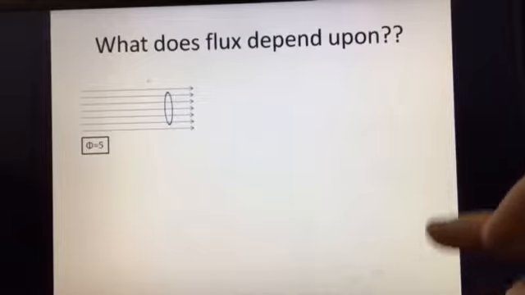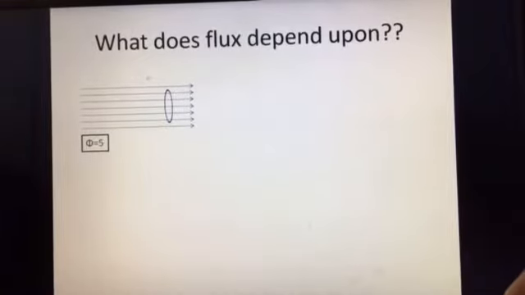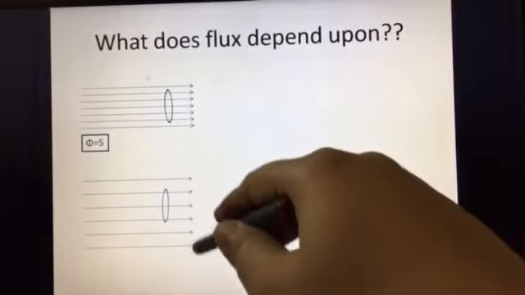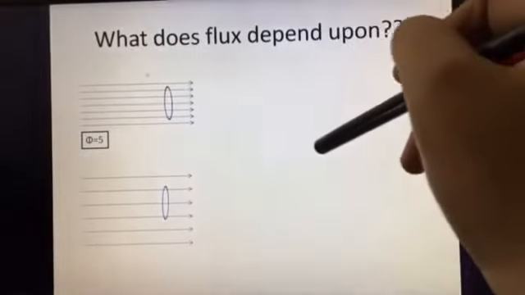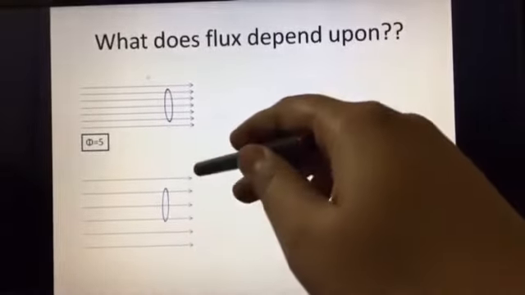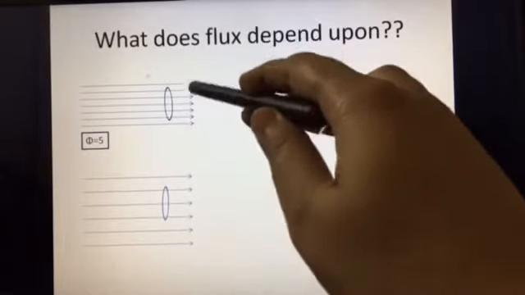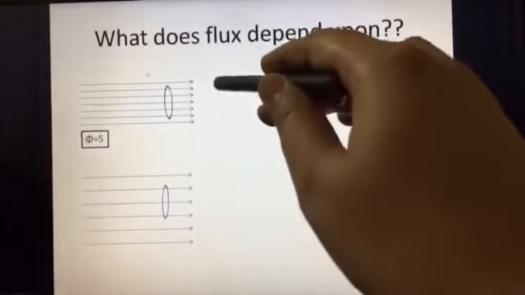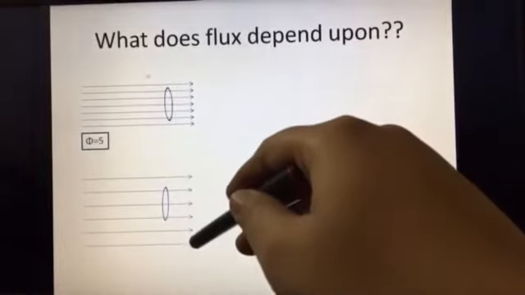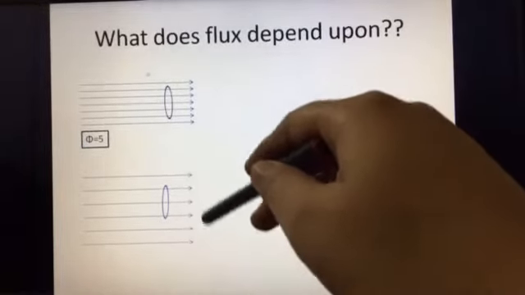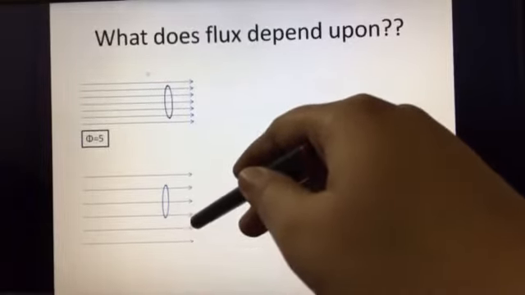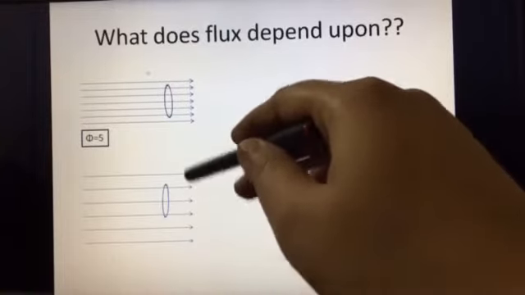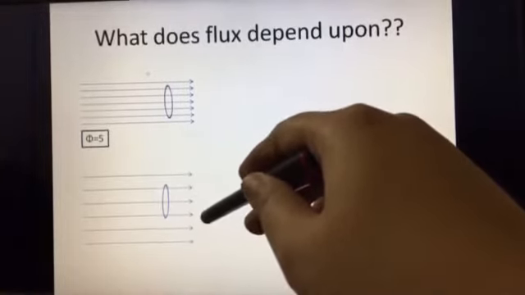Now what is the quantity that will change the flux? Let's see. We have changed the electric field. The area has remained the same, but I have changed the electric field. How is the electric field over here? Here the lines are closer. That means that the density is more. Here the lines are apart, indicating that the density is lesser. If the electric lines of force have low density, it means that the field is weaker. So E, electric field intensity, has reduced in this case.